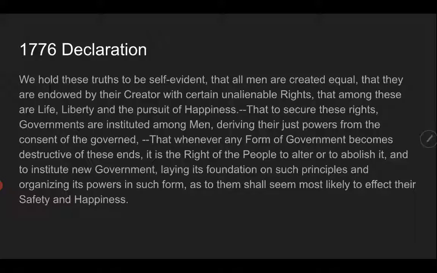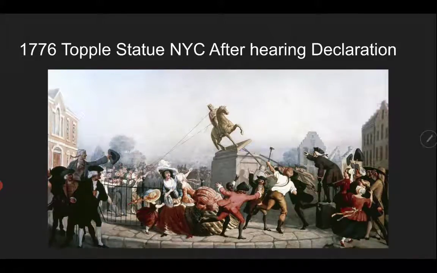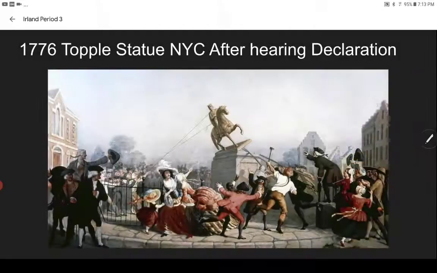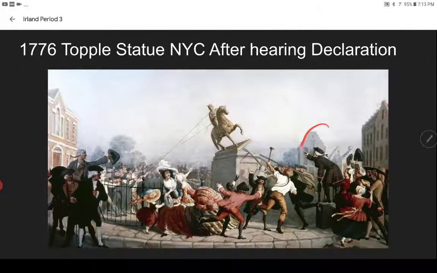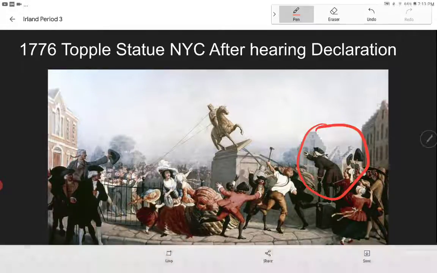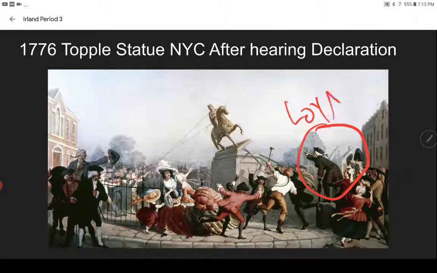This is social contract theory. This is using the Enlightenment. This is saying we have the right to abolish it because you are not upholding your end of the contract. In New York, once they hear the Declaration, they're going to start toppling these royal statues of the king. And I want you guys to take a look that not everyone is into this, especially in New York City. You have a lot of loyalists who are saying no, right?